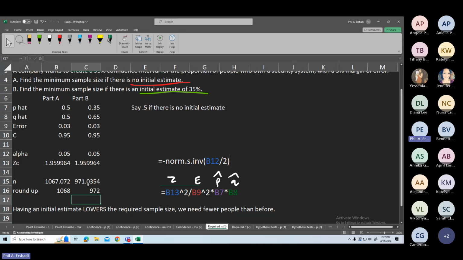And what I find is usually if your p-hat is really low or really high, that can lower your sample size even further.